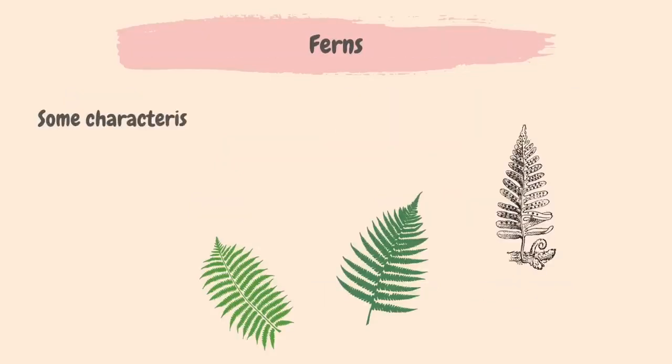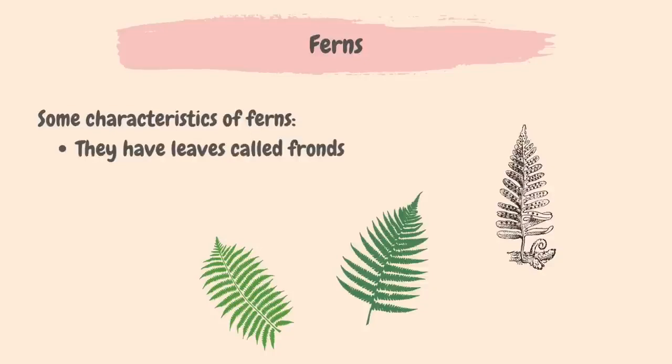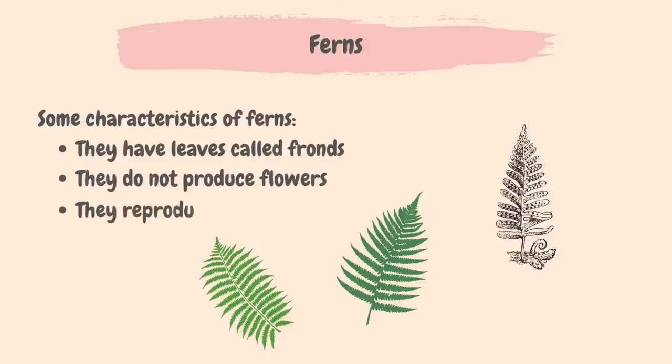Let's look at ferns first. Ferns have leaves called fronds. They do not produce flowers, but instead reproduce by spores, which are present on the underside of fronds.